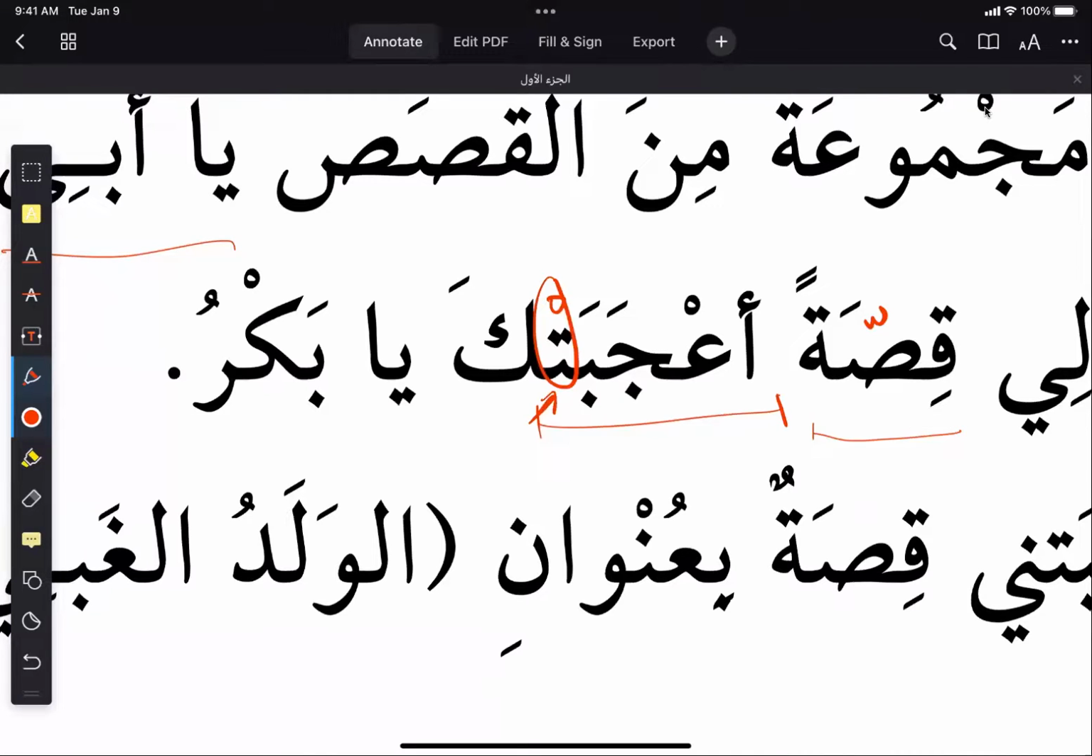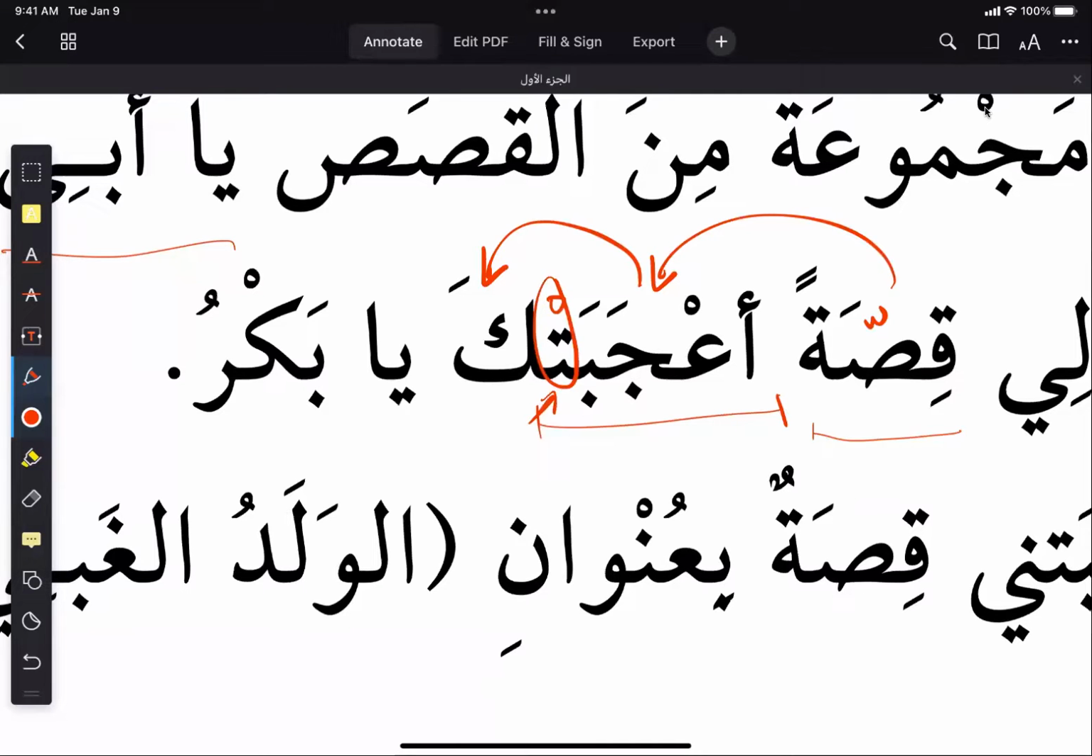Because the fathers are talking with the son. Where did this feminine come from? Story, excellent. So you see how it's being used. The story that amazed you or pleased you. You see how it's working? So ajabat is referring to the story that pleased you.